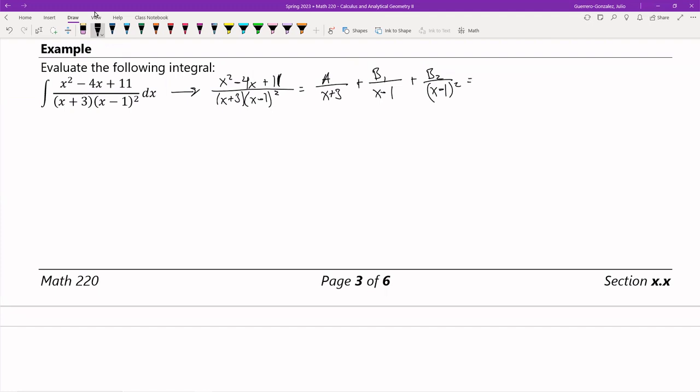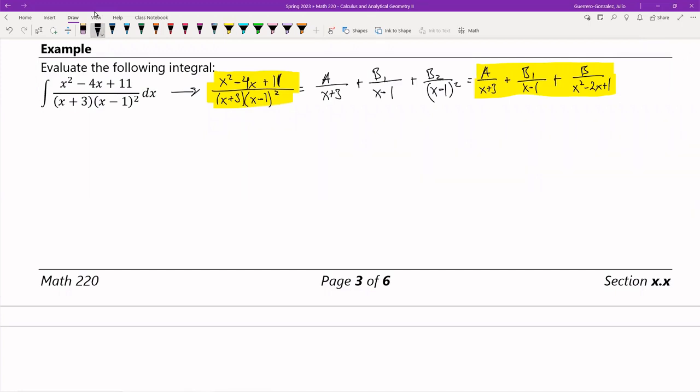Okay, and I'm going to rewrite. The first two I'm going to keep the same. So it's A over x plus 3 plus B1 over x minus 1 plus B2 over, and I'm going to expand that bottom part, x squared minus 2x plus 1. So now I am going to play around with the fact that this has got to be equal to this, for some A, B, and C. So we're now going to try to find our A, B, and C. Okay, so we're off to the races.